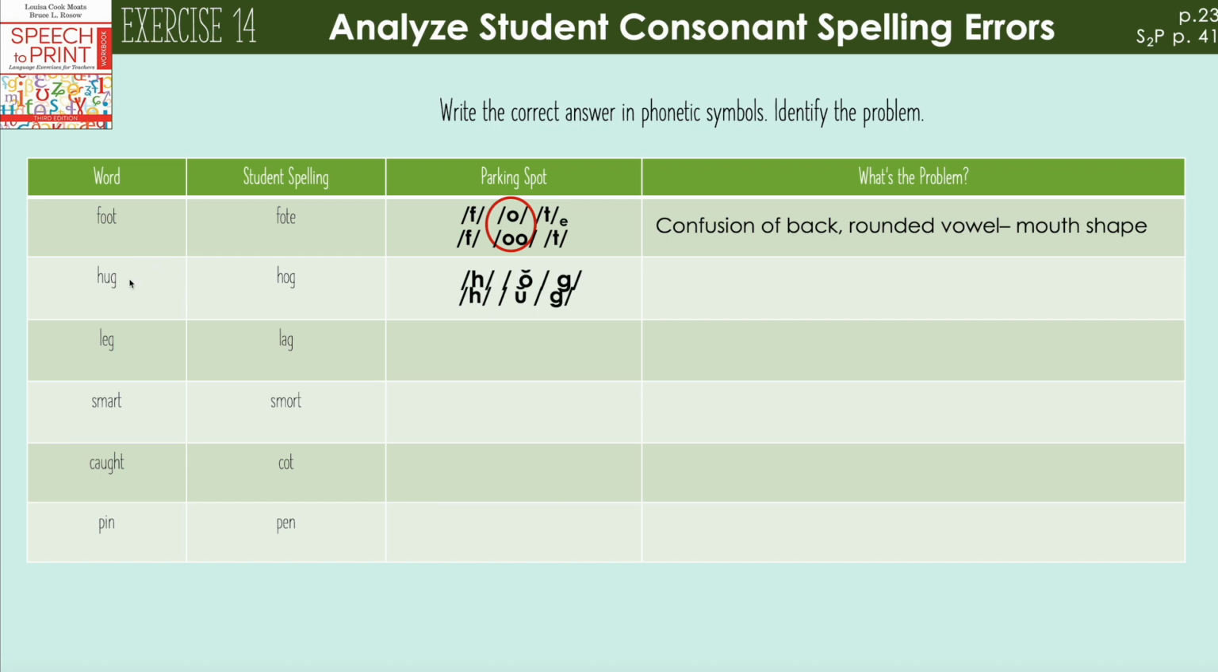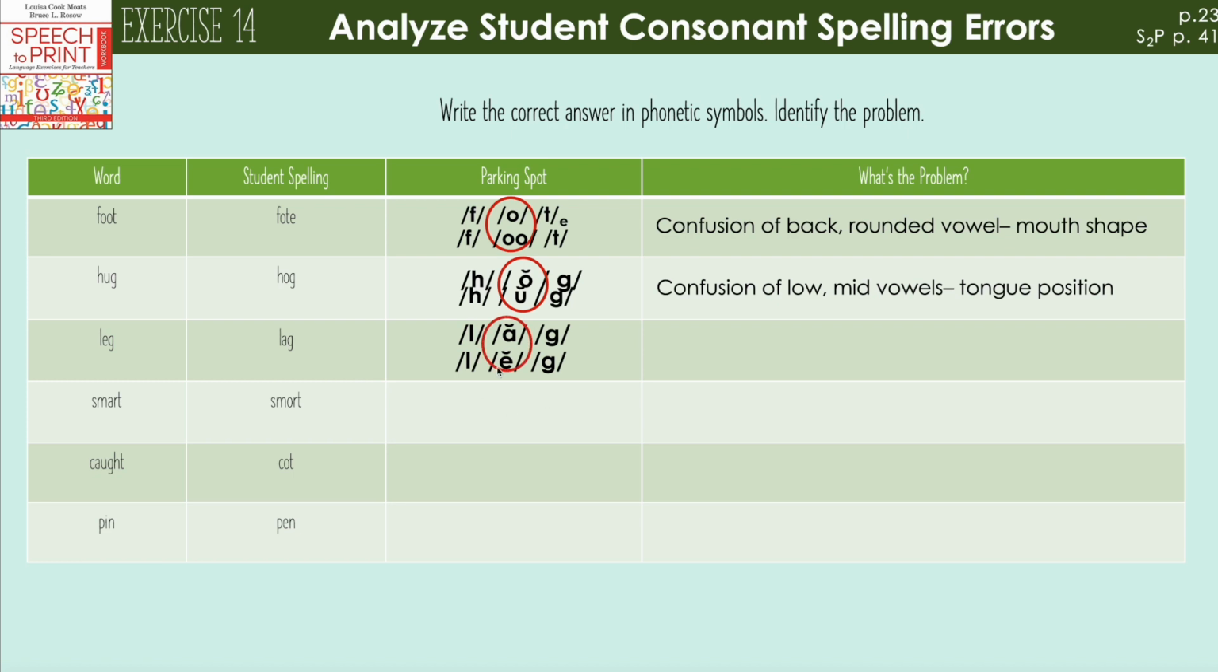So then we have hug, which they've spelled hog. The error is right there at that vowel. What's happening is that they're confusing their low middle vowels, so their tongue position is in the wrong place. One has your tongue low front, the other has your tongue pulled back. So they need to learn how to pull their tongue back a little bit more in order to produce and hear that sound.